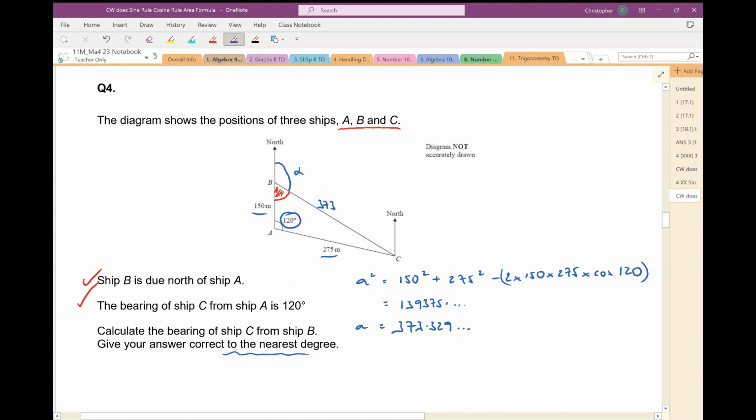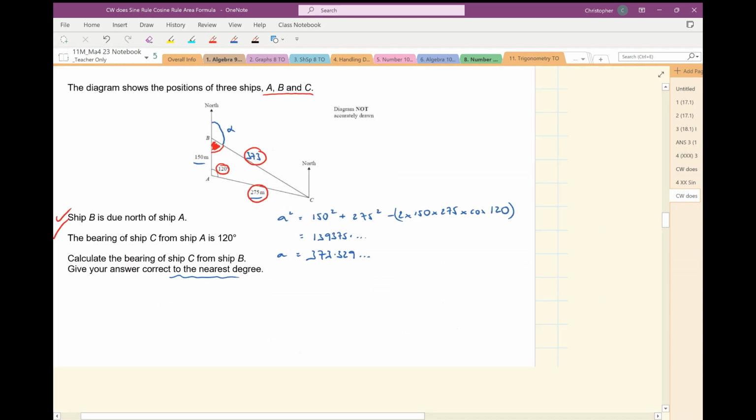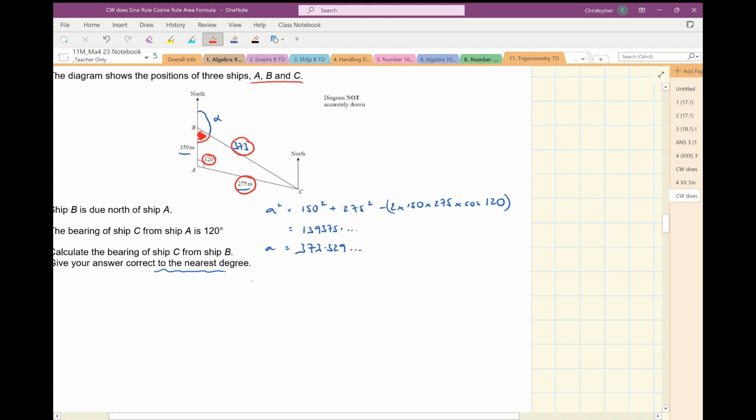373. Now I think that I can find B, because I've got the side and the angle opposite it, and the side, and I'll find this angle here opposite that side. Great. So sine rule, here we go. So I'm looking to find the angle B, so it's going to be sine B over the opposite side equals sine 120 over its opposite side.